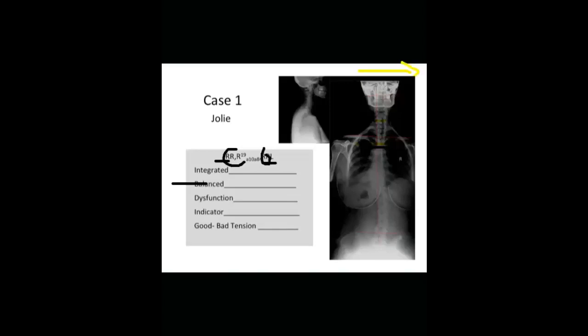Okay, good. All right, so the dysfunction is the pelvis, the low hip. The indicator is the head. So as the body and everything is leaning off and the shoulder, neck, and head are not compensating correctly, the head's picking it up. Okay?